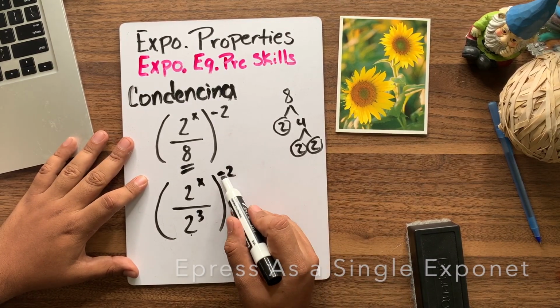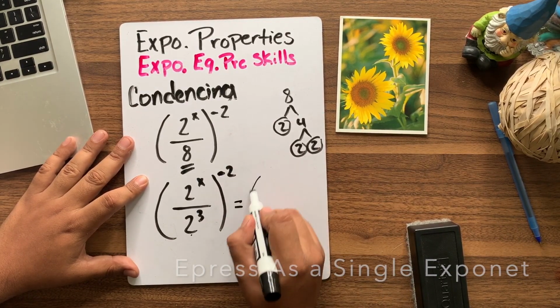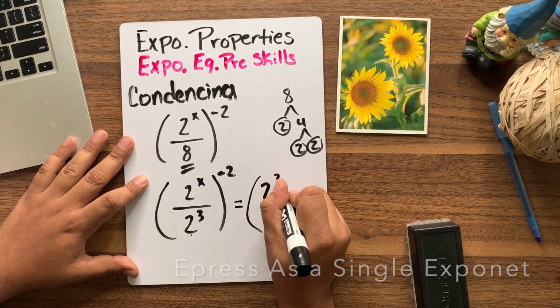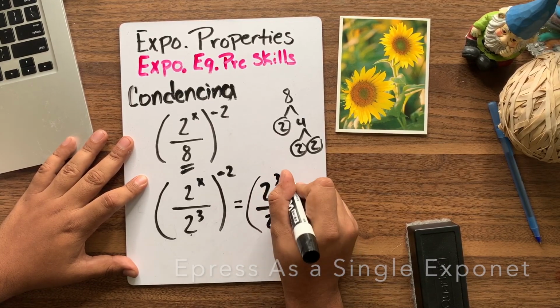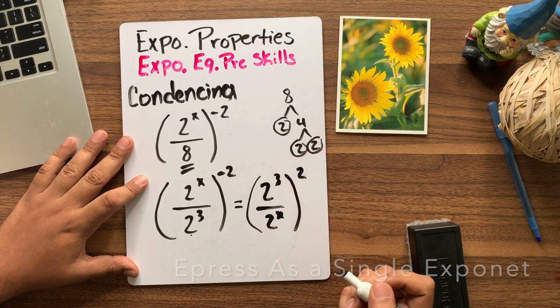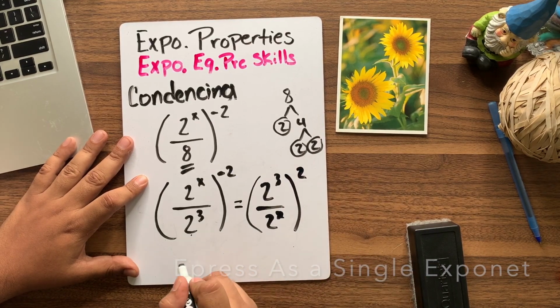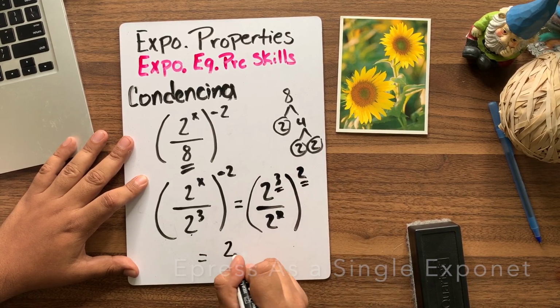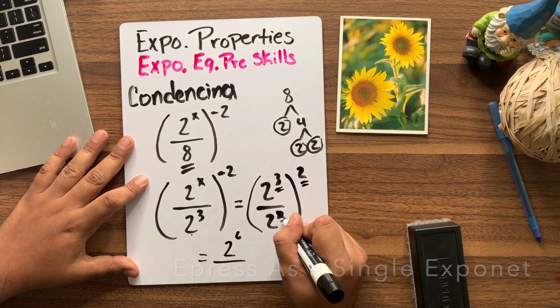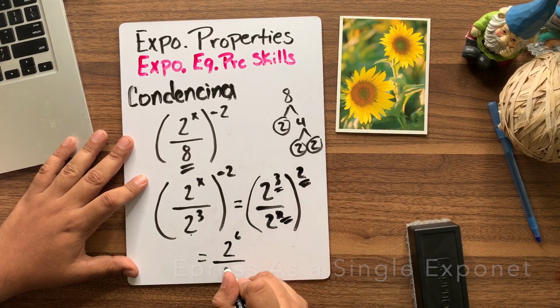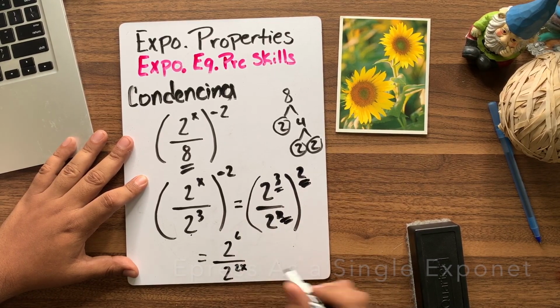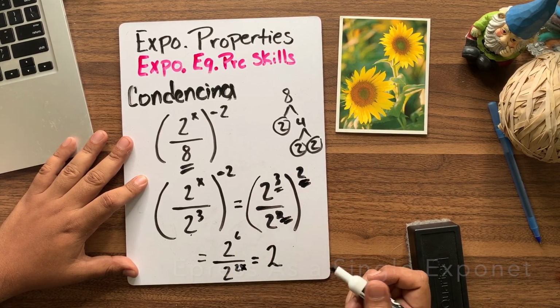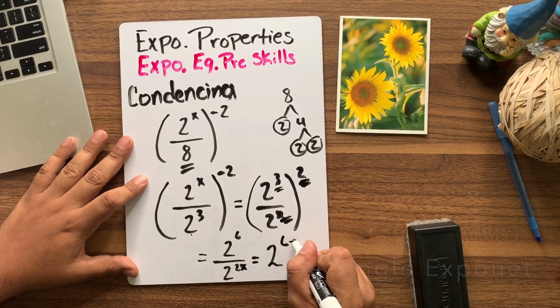Now we do have to get rid of this negative first. So I'm going to switch the fraction inside. So it's 2 to the third over 2 to the x. We still have the power of 2. And this is a power, this is a power. We're going to multiply those numbers. So that's 6. This is a power, and this is a power. So we're going to say 2x. So I want it to be 2 to the power of 6 minus 2x.